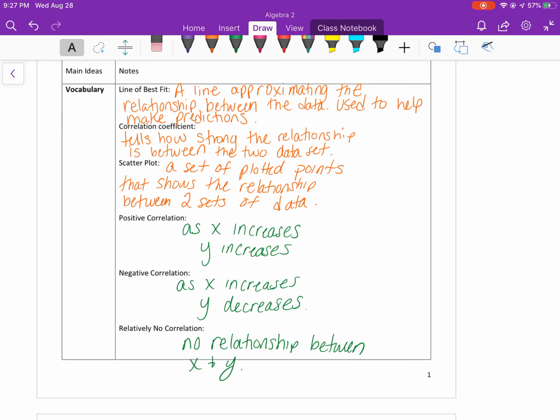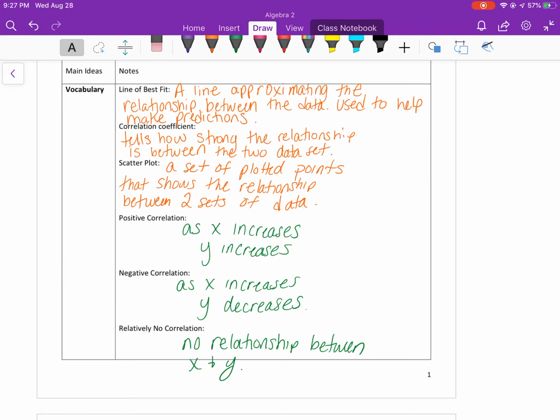Positive correlation is as your x increases, y also increases. When two things are positively correlated, they're both increasing. For example, as your age increases, your height increases. So as one variable increases, the other also increases.